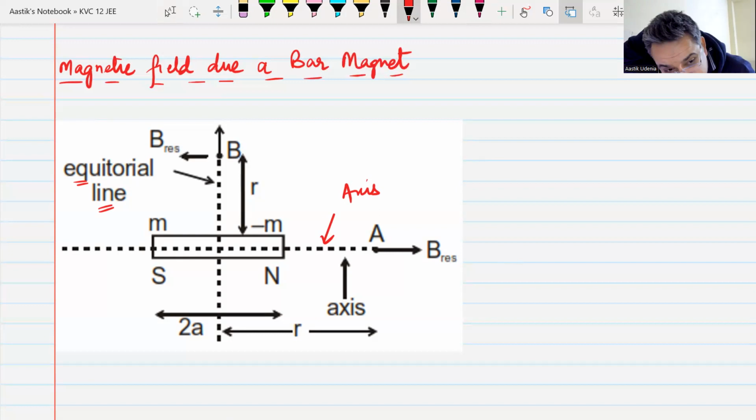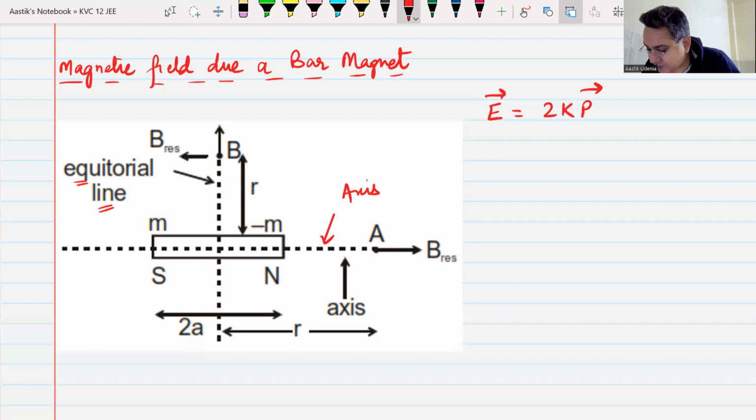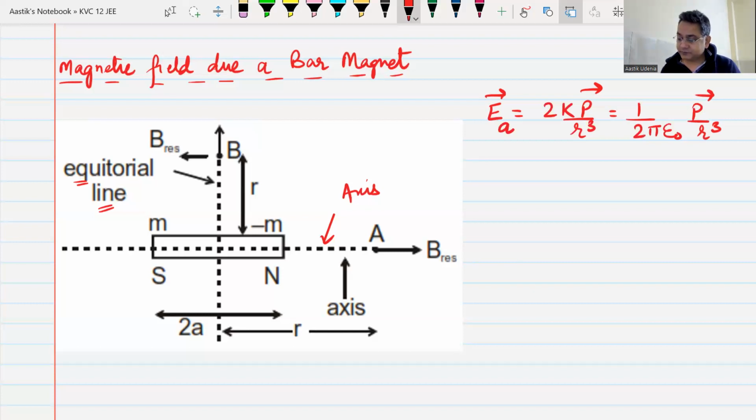No, it was 2kp vector by r cube, and it is in the direction of the electric dipole moment. 2kp, where k was 1 by 4 pi epsilon naught. So it basically becomes 1 by 2 pi epsilon naught p vector by r cube. Do we remember this on the axial point?